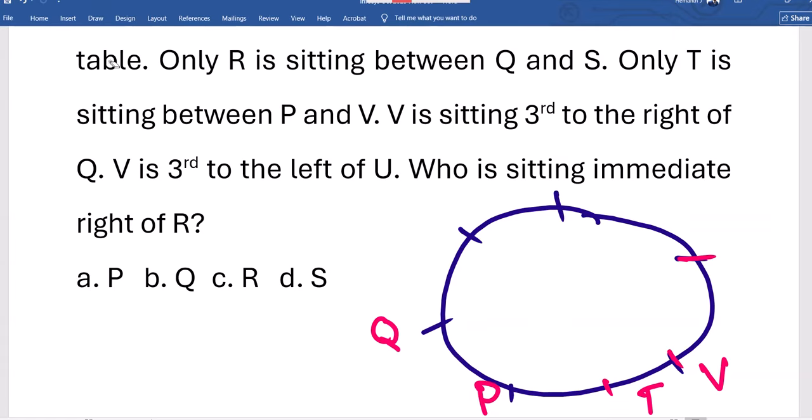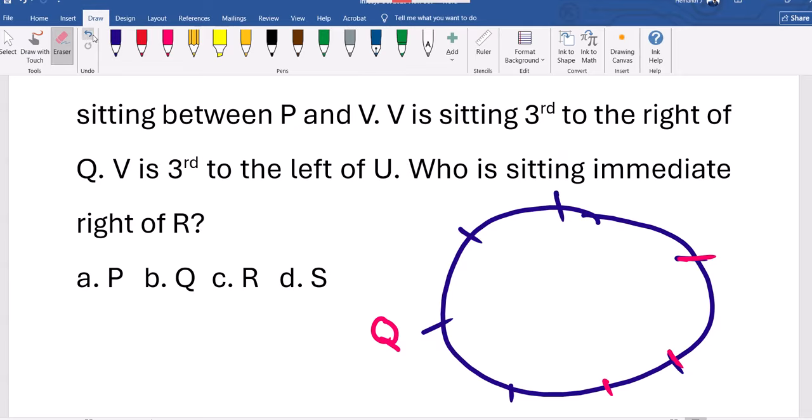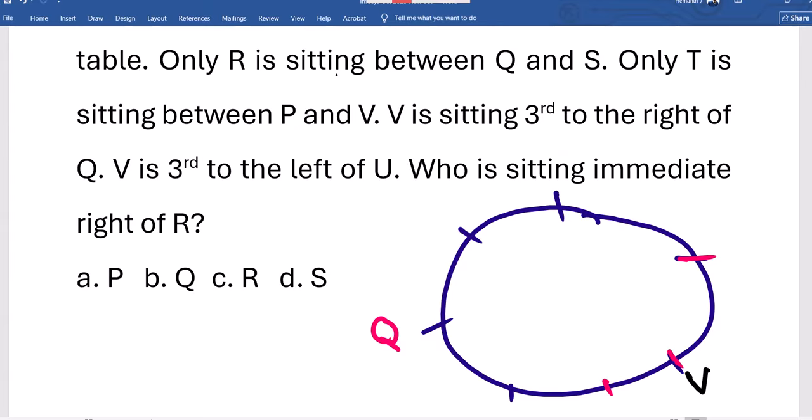So first one, only R is sitting between Q and S. T is sitting between P and V. V is sitting third to the right of Q. Q first right, second right, third right. Okay, this is fixed. Q, V should be here. And they said V is third to the left of U. U first left, second left, third left. So U must be here.